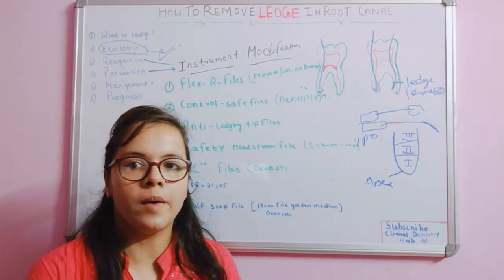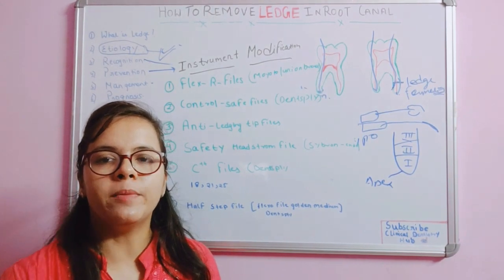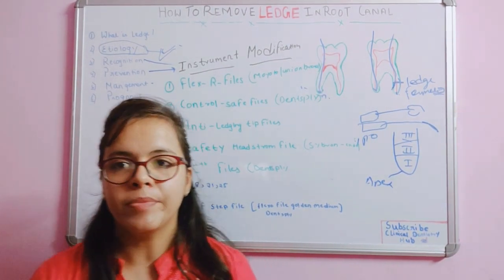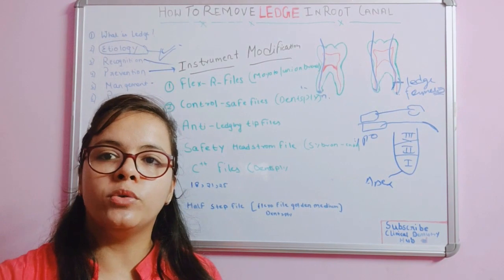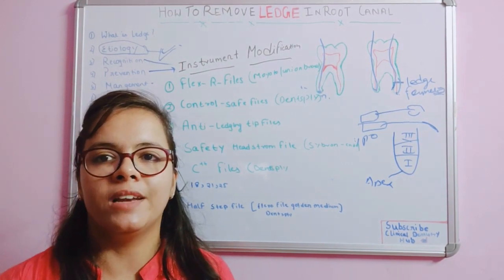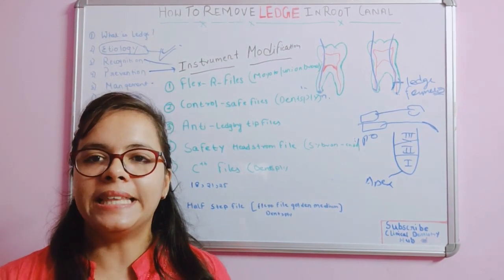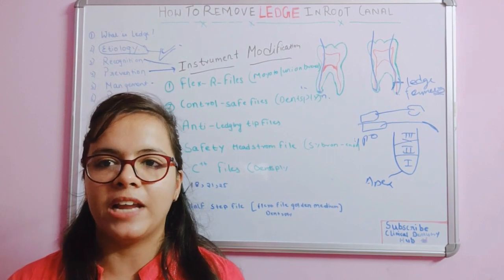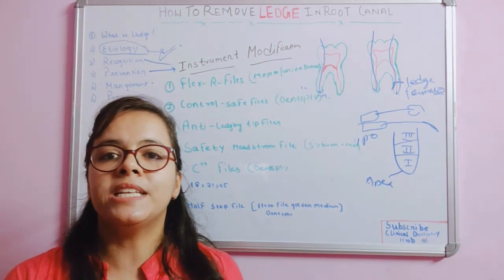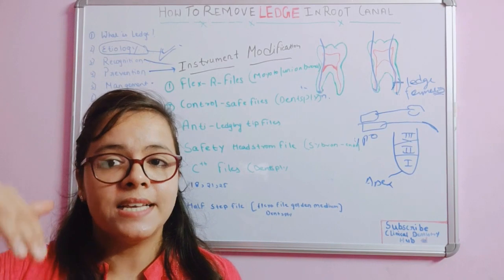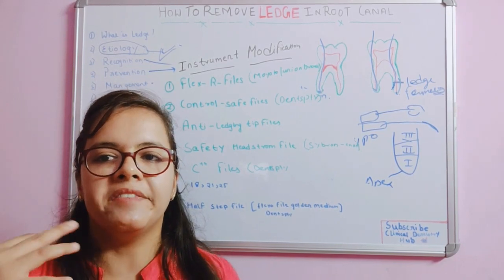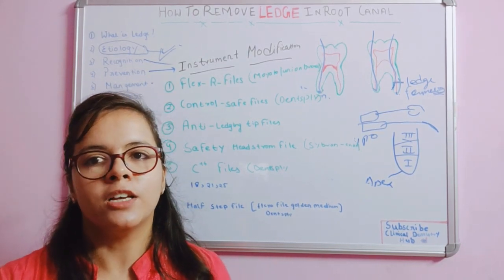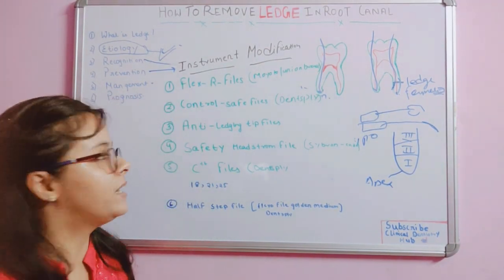Now let's talk about the various instrument modifications which are to be done so that we don't go into ledge formation. It is said that when you use a NiTi file or a FlexR file, the chances of forming a ledge are very low as compared to the conventional stainless steel K file. So let's have a look at how that is.